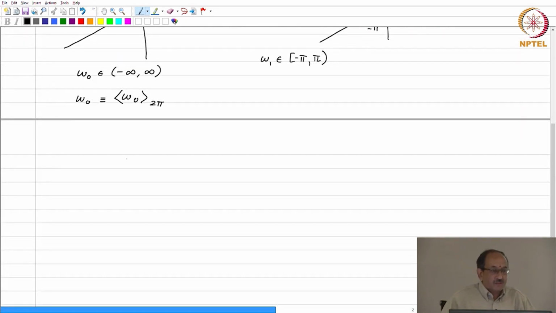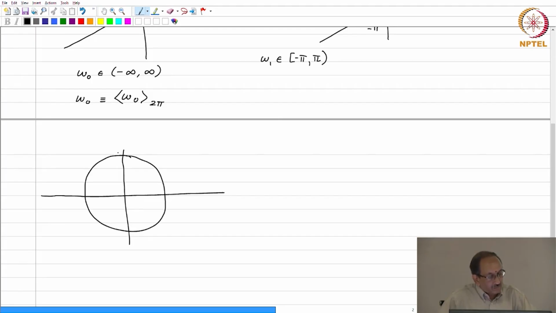So because omega is going to be restricted to the interval 0 to 2 pi, it is good to plot that on a circle rather than on a line. So this is omega naught equal to 0. Here omega naught is increasing. The oscillations are also increasing. This happens till omega naught reaches pi. So this is omega naught equal to pi. Pi is also the same point as minus pi.